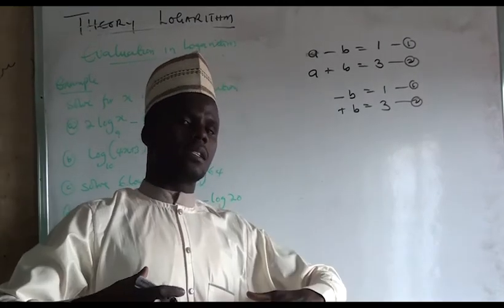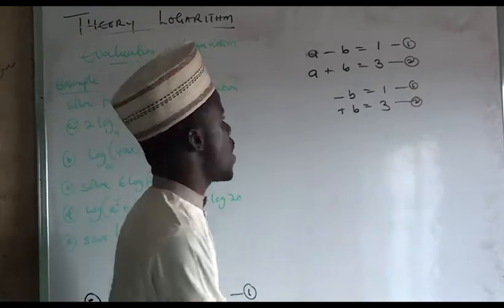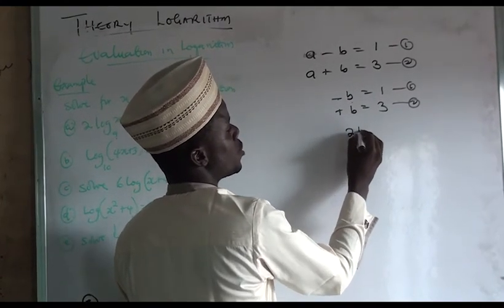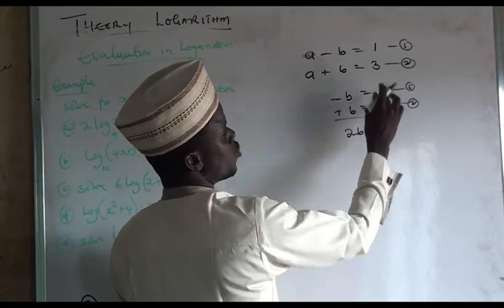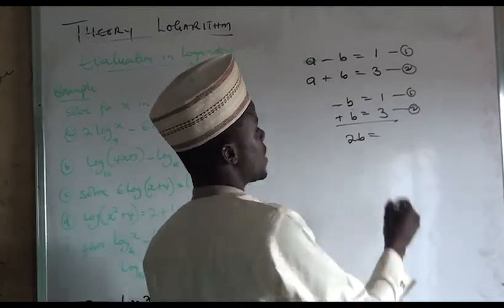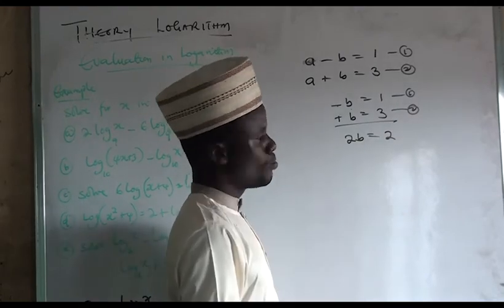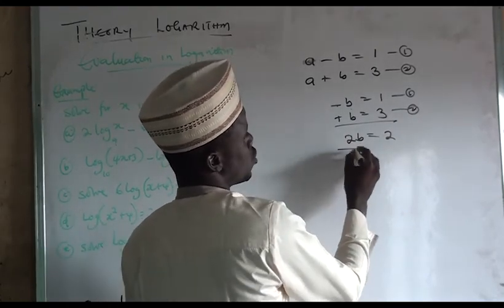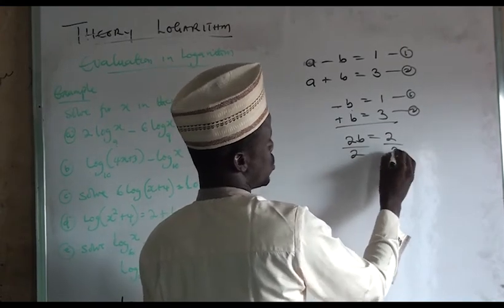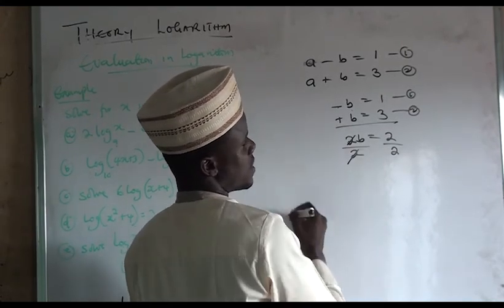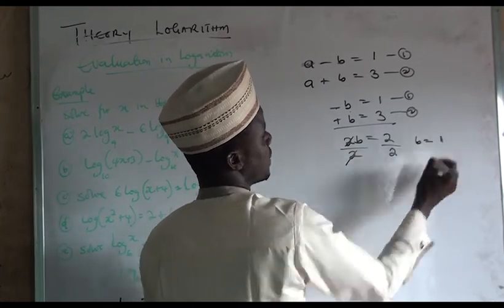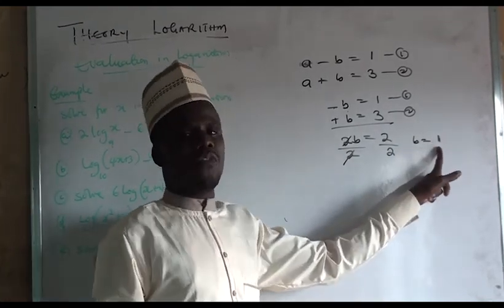So we say equation 2 minus equation 1. b minus minus b is going to be 2b. Then 3 minus 1 is going to be what? It's going to be 2. So now we divide both sides by 2. This 2 goes with this 2, then b alone is equal to 1. We have the value of b is 1.